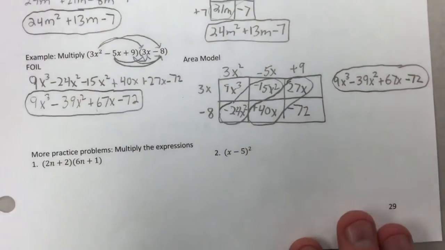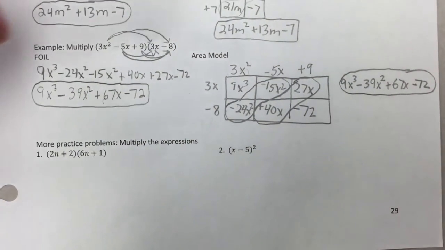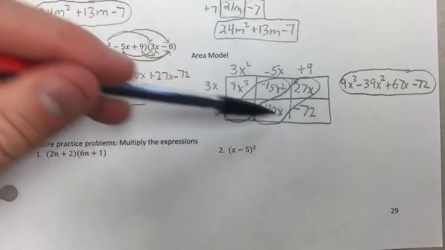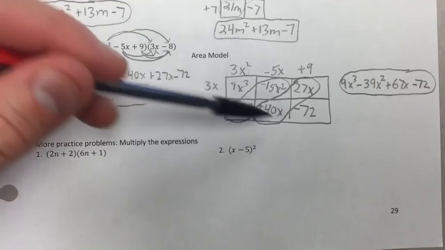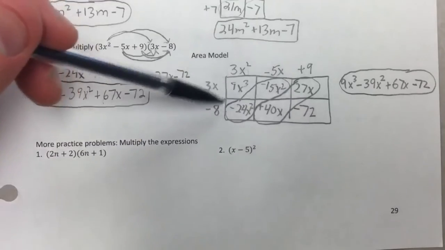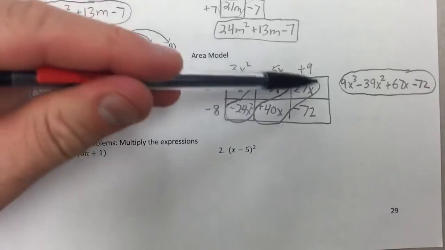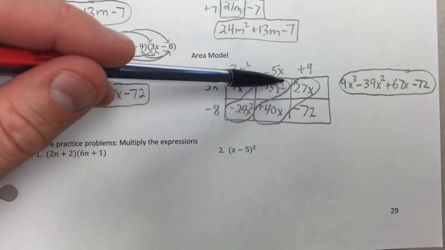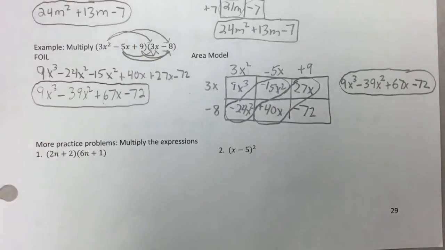So again, you get the same answer either way. I don't care which way you do it. I just prefer the area model because it's a little bit more organized. I know I multiplied every term by what I needed to because all the area blocks are filled in. And I can also double check myself because my diagonals should be like terms. And if I find out that this wasn't an x squared for some reason, I would want to go back and check my work. So it's a little bit of self-checking at the same time. So it's up to you what you want to use.